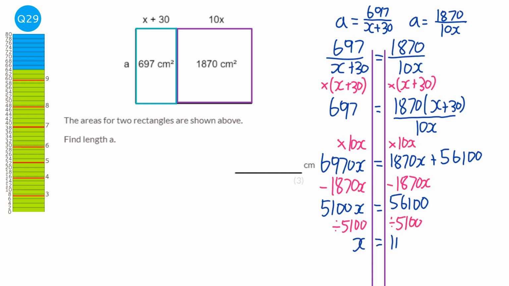So now we know x is 11, we can pick one of the equations that we had at the start, and I'm just going to pick the first one, and we can just feed in the value of x. So a equals 697 over, instead of x, it's going to be 11 plus 30. And when you do that, you get the answer of 17. So A is 17.